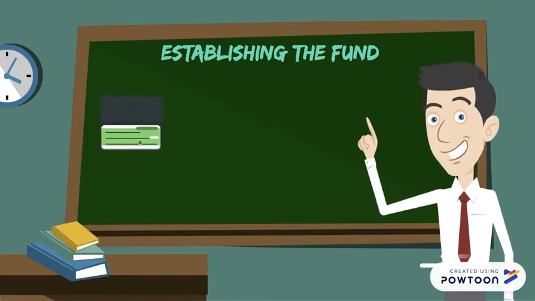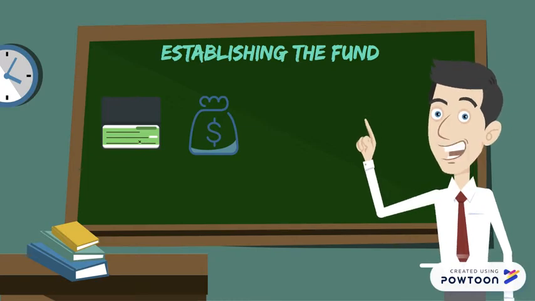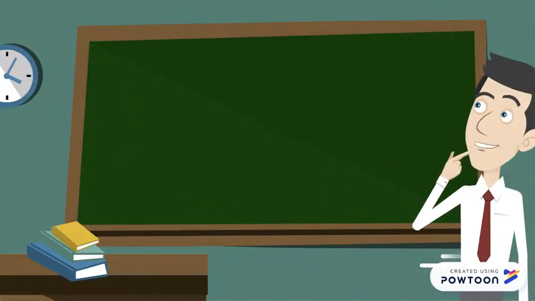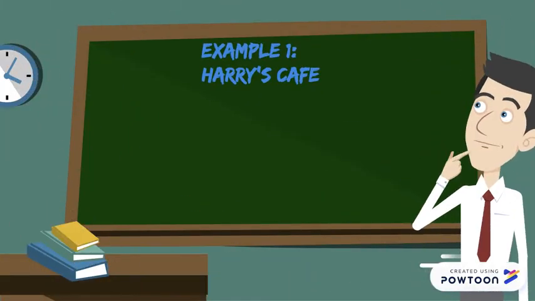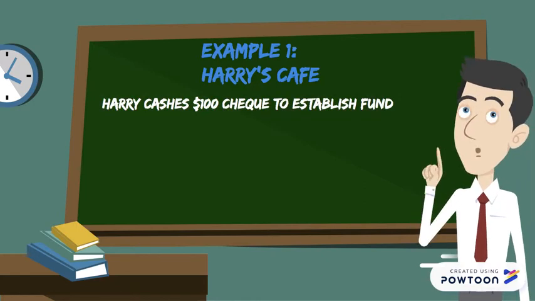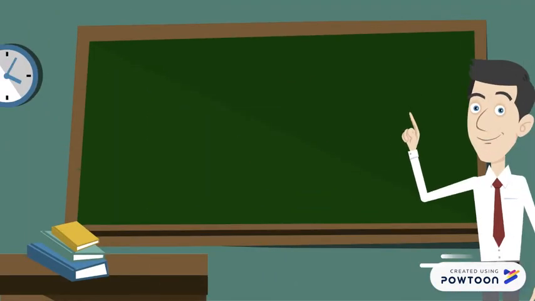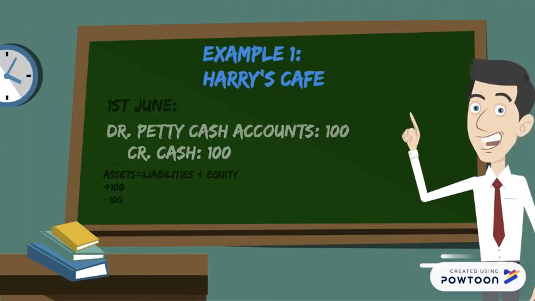The fund is established by writing a check for the amount of the fund, cashing the check, and placing the cash under the care of the allocated employee. To illustrate this, let's look at Harry's Cafe. On the 1st of June, Harry decides to cash a $100 check to establish a petty cash fund and gives the cash to his employee, Larry. On this date, Harry would record the following journal entry.